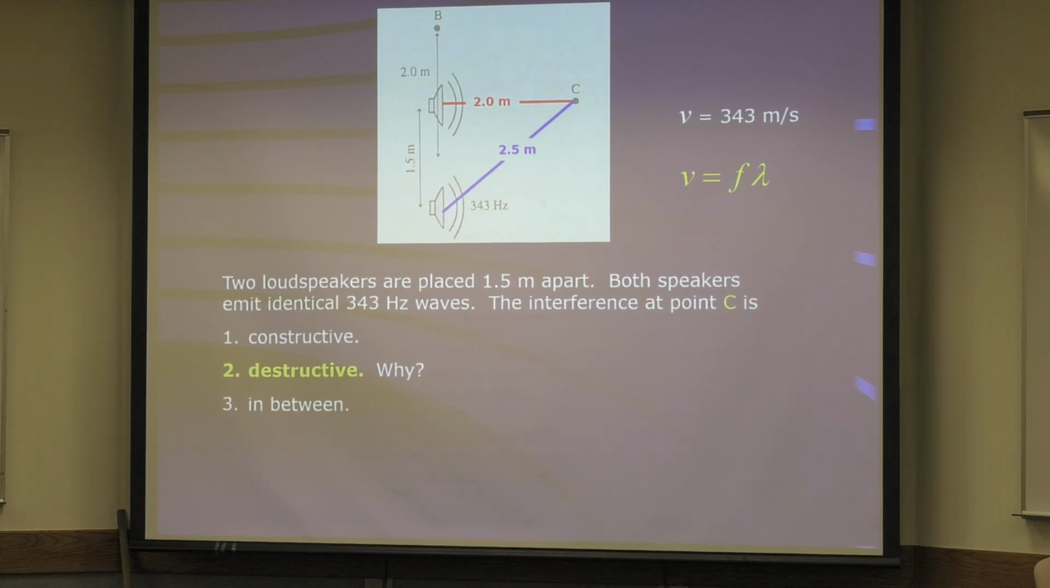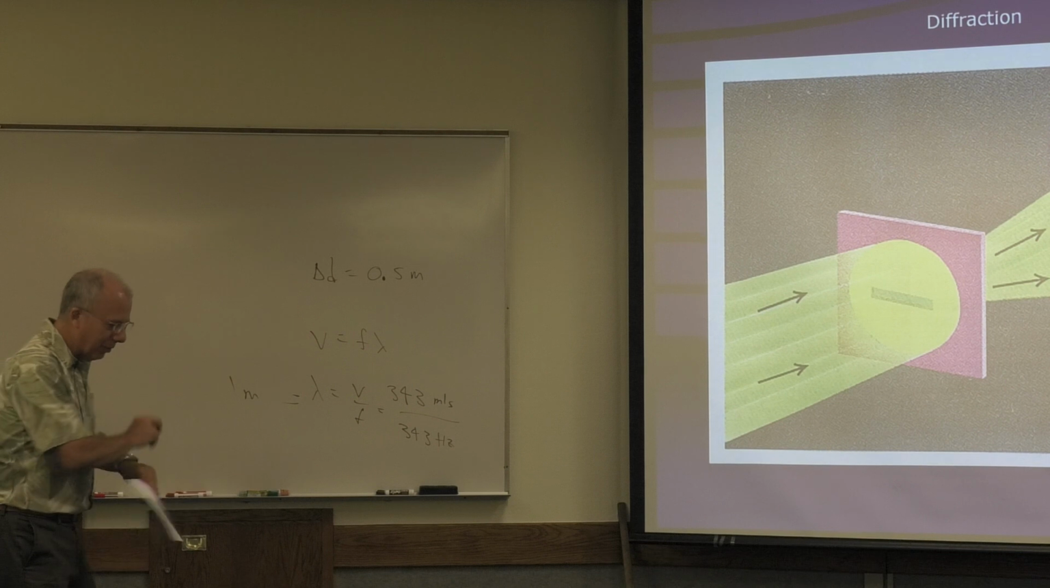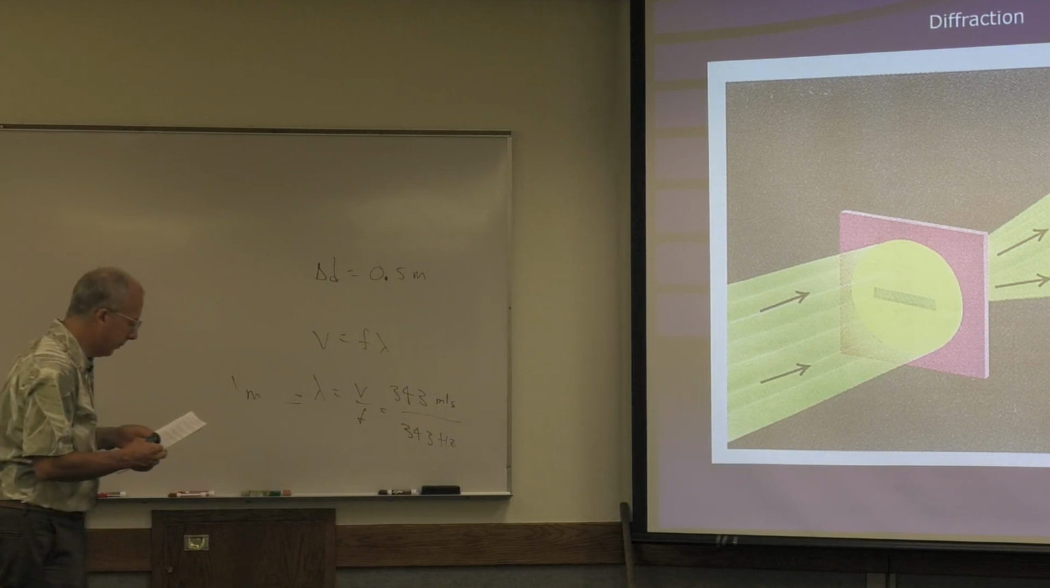Well, we've got to compare that to the wavelength, right? Okay, so we know that v equals f lambda, so we want wavelength. So lambda equals v over f. This is a nice problem because it says v is 343 meters per second, and frequency is 343 hertz, which is inverse seconds. So the wavelength is 1 meter. Okay, if the wavelength is 1 meter and the path difference is a half a meter, that's destructive interference, right? So there you go. All right, that's your review.